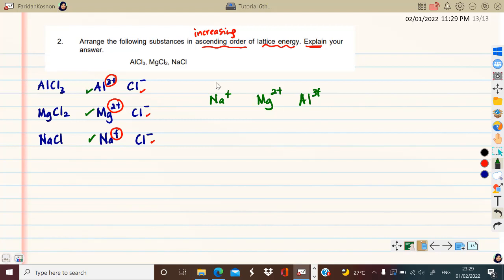Okay, jadi kalau kita ingat balik across a period, untuk cations, what happened? The size of cations become smaller, makin kecil. Jadi makin kecil, bila makin kecil, maksudnya sekarang ni saiz aluminium ion tu lagi kecil berbanding magnesium ion and sodium ion. So electrostatic attraction antara aluminium ion and chloride ion tu lagi kuat berbanding electrostatic attraction between magnesium ion and chloride ion, and also sodium ion and chloride ion.